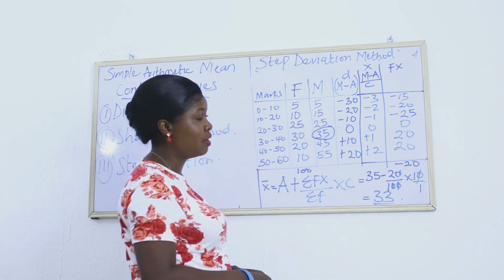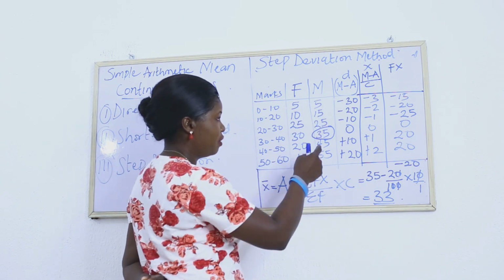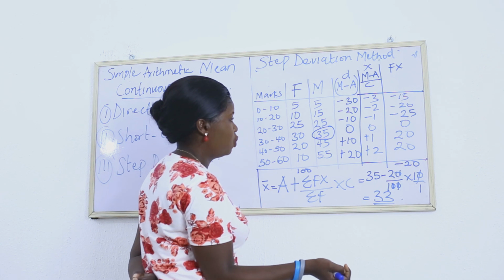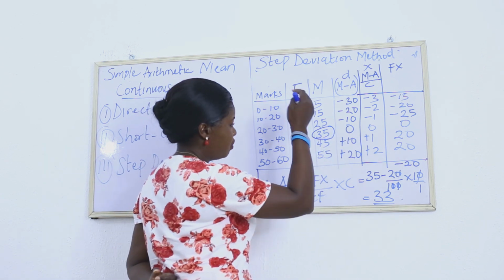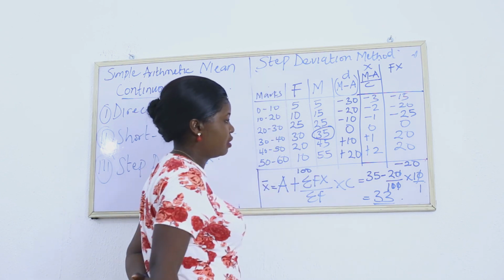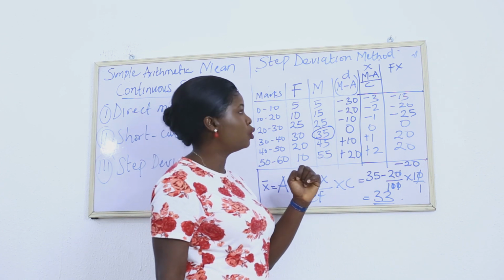My assumed mean is 35. So 5 minus 35, we have minus 30. 15 minus 35, minus 20. 25 minus 35, minus 10. 35 minus 35, 0. Then 45 minus 35, plus 10. 55 minus 35, plus 20.